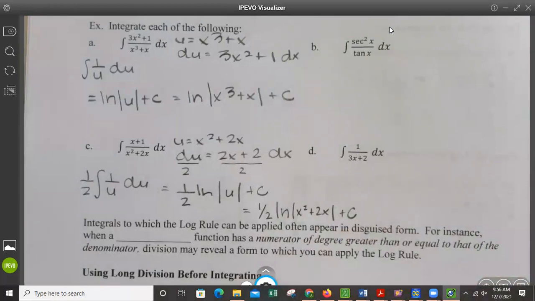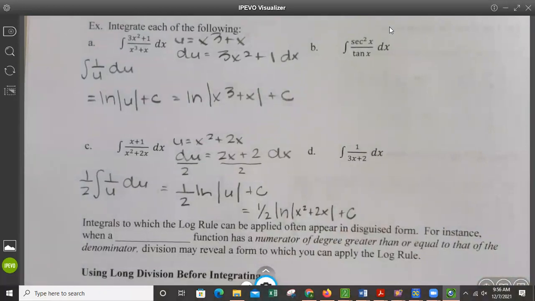I'm only skipping B because it's a trig function, not because it's hard. I hope y'all understand that. Okay, D, what am I going to use?